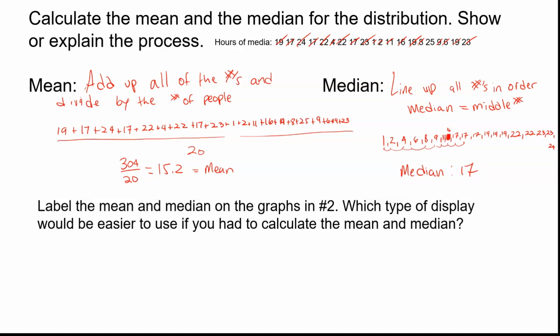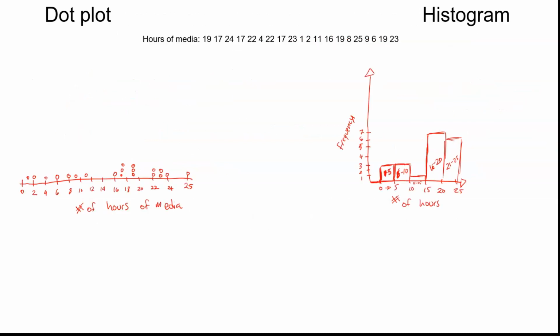So now we have to label. We're going to go back and label the median and the mean on our graph. So the median on ours was 17. So here is our median. Our mean was 15 something. So I'm going to put our mean right here, 15.2. And on our histogram, our median was right here. Here's my handwriting. And our mean was just below it right here. Okay.